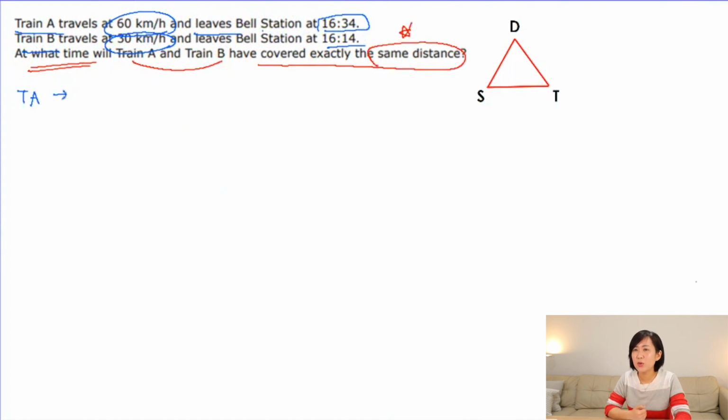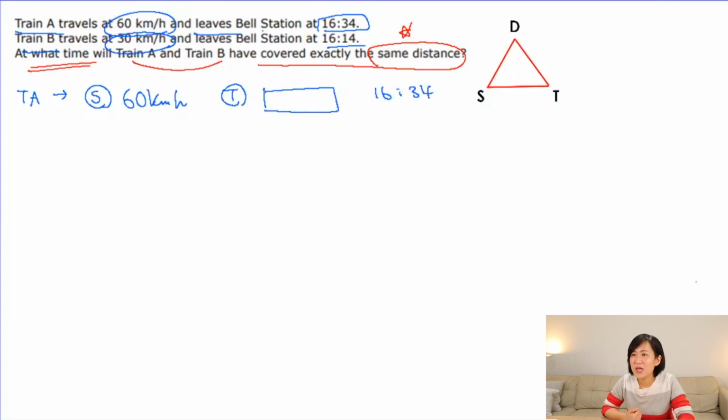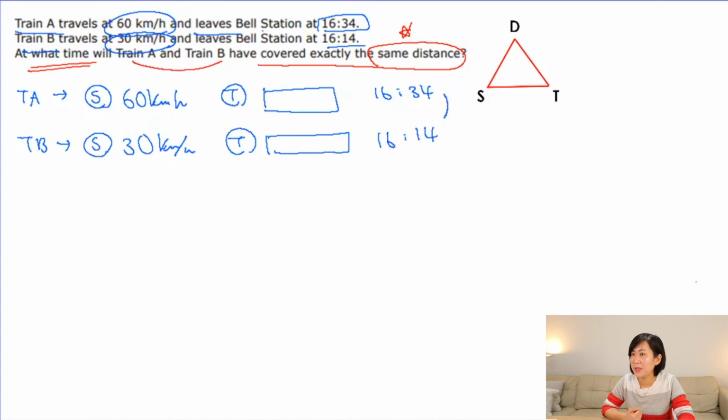Train A, what we know is speed is 60 km per hour. We need to identify our DST. Then T, we don't know the time, but one thing we know about it, it departs at 16:34. Then train B speed is 30 km per hour. This one is a bit slower. So traveling time we don't know, but departure time is 16:40. Now you can see there's a 6-minute gap between the two trains. So that means train B departs 6 minutes late.